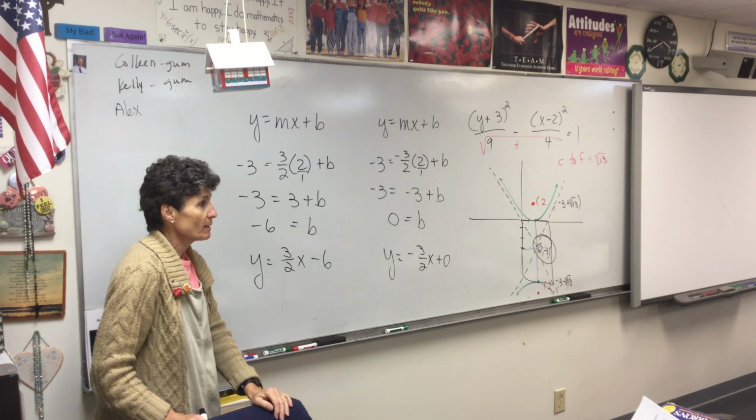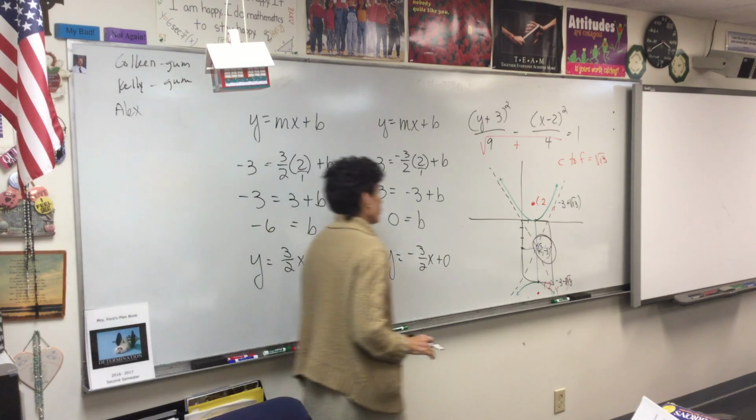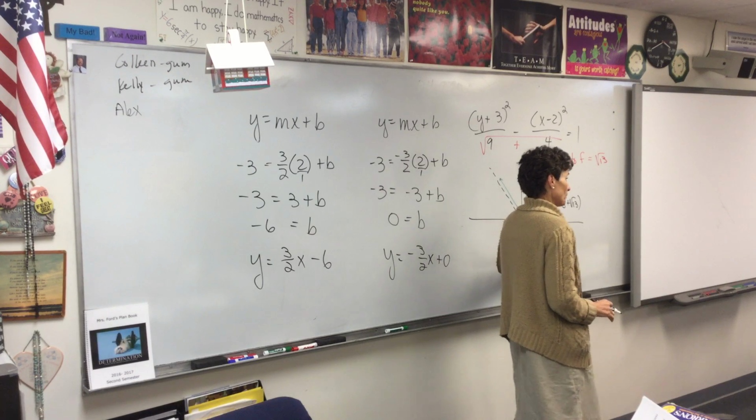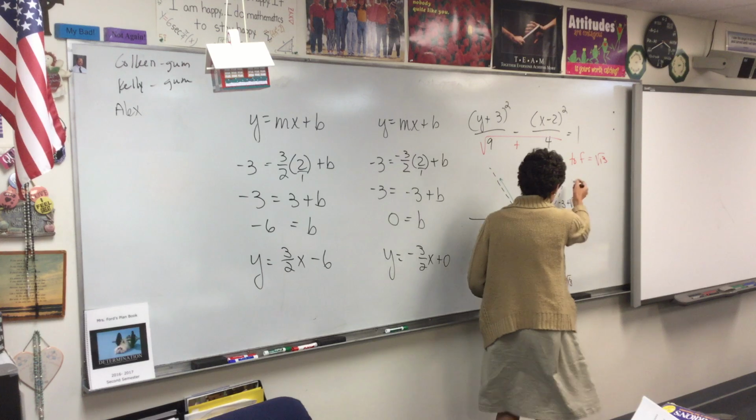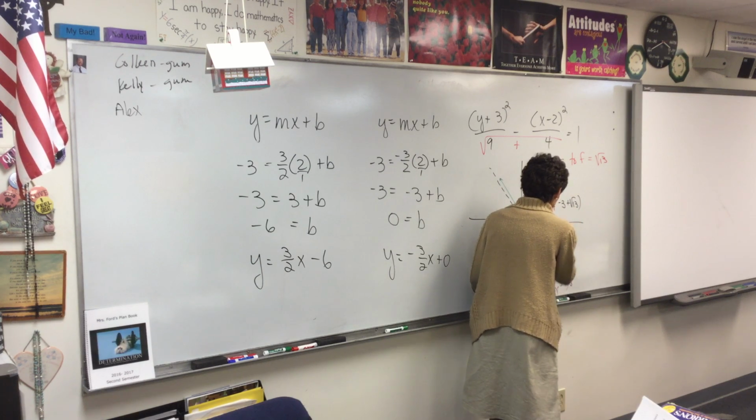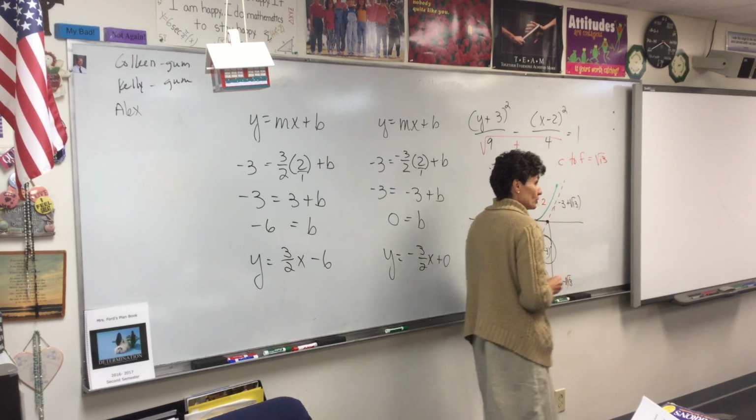Is that okay with everybody? 3/2 is the slope, and it came from how I built the box. I went up 3 and over 2, because that's how we got this line. If you went from here to here, you'd go up 3 and over 2.